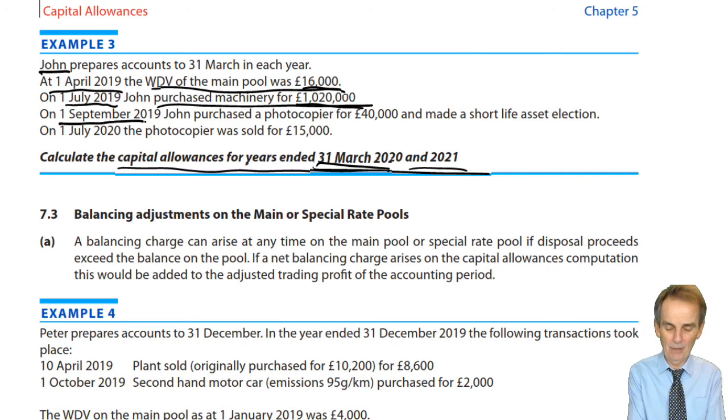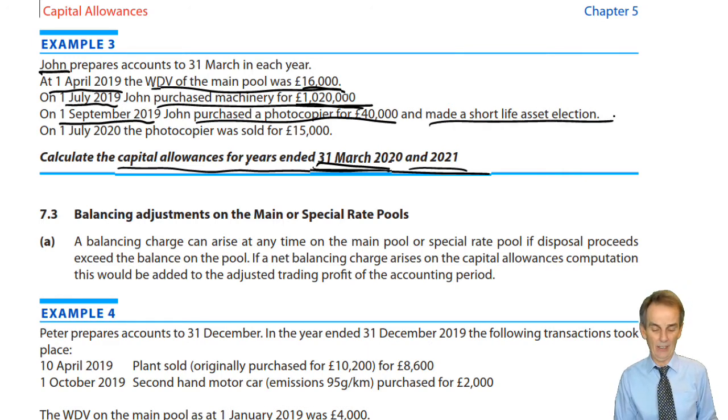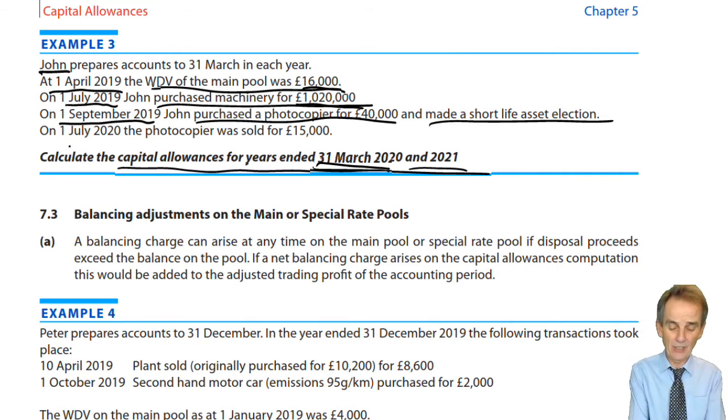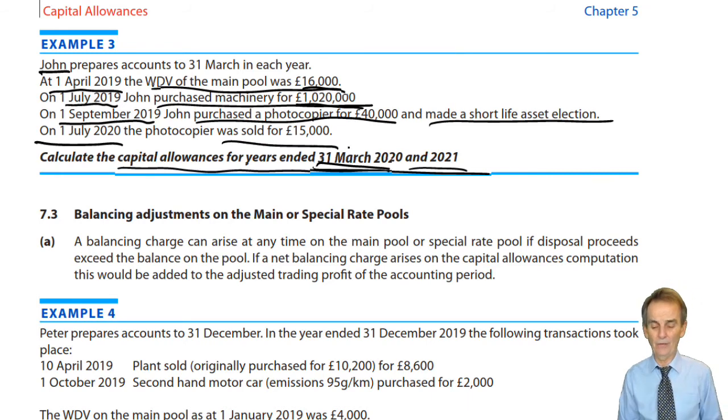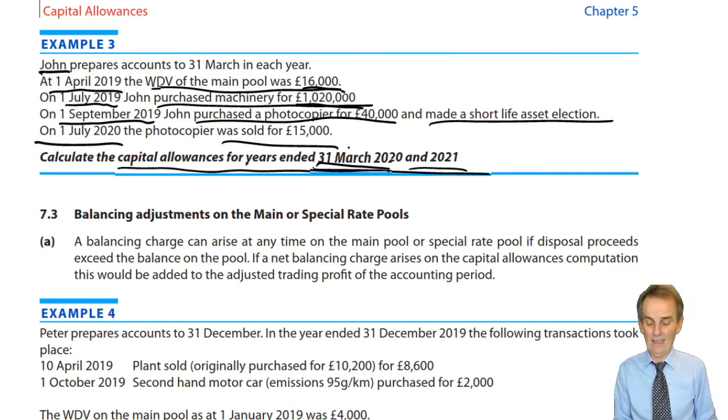On the 1st of September 2019, John purchased a photocopier for £40,000 and made a short life asset election. We're going to see why, because in the next accounting period, to be precise the date of sale, the 1st of July 2020, the photocopier was sold for £15,000. So we've made the short life asset election.